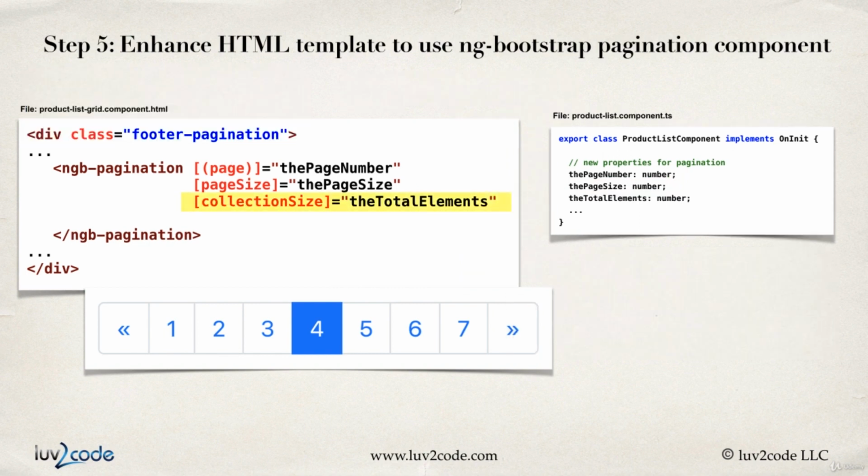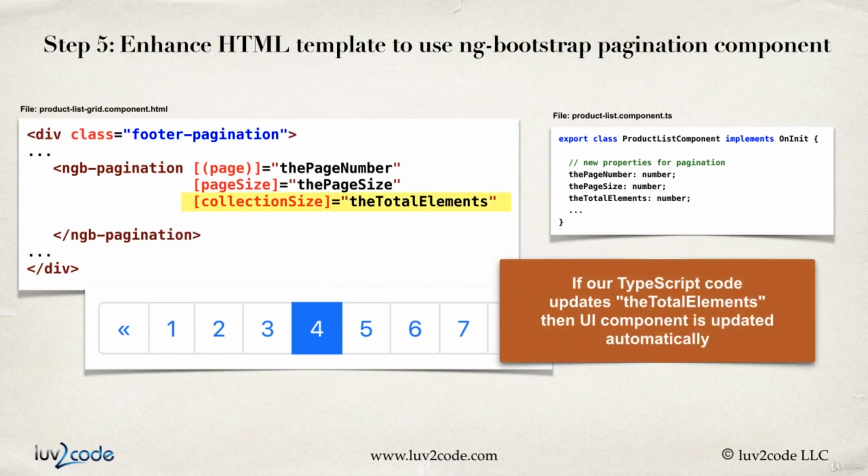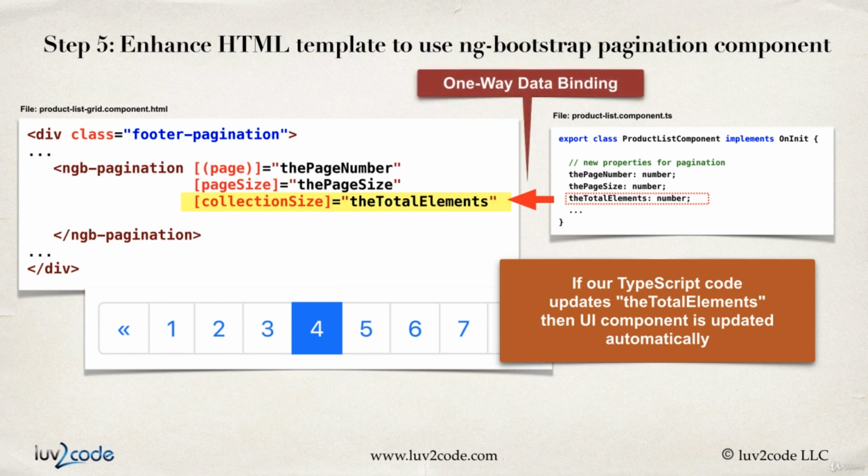Alrighty, looking at collection size. So if our TypeScript code updates the total elements, then the UI component is updated automatically. So again, this will determine how this actual pagination control is displayed based on the collection size, or how many items are out there. And again, this is an example here of one-way data binding.